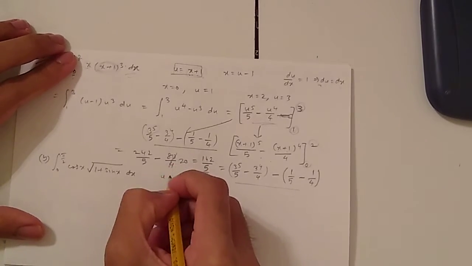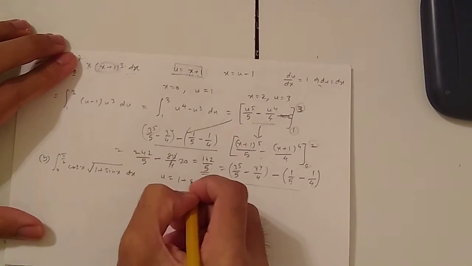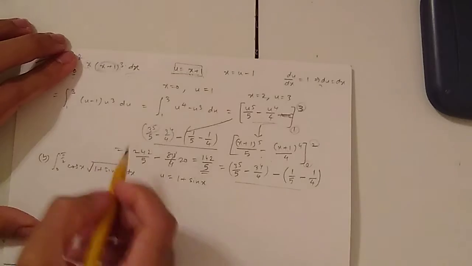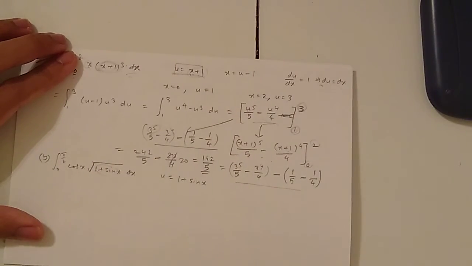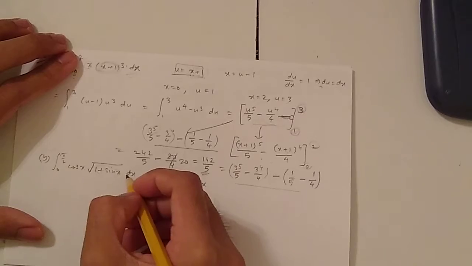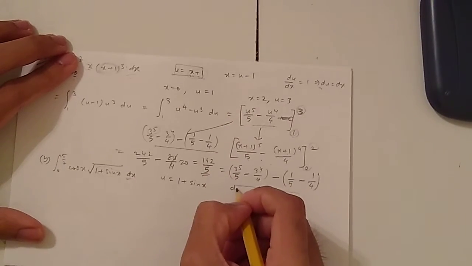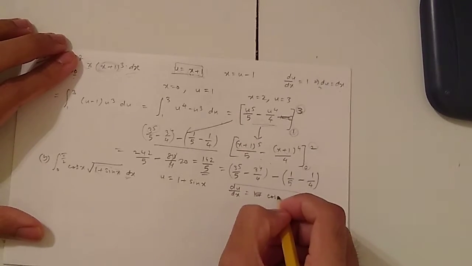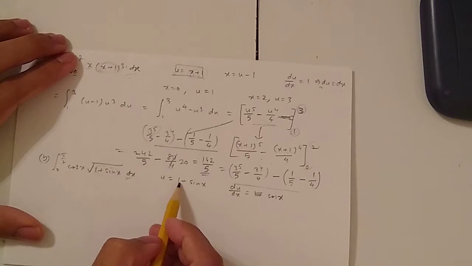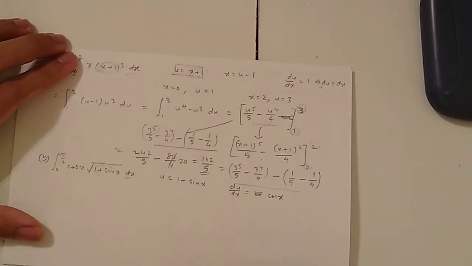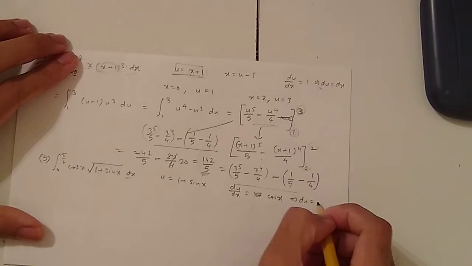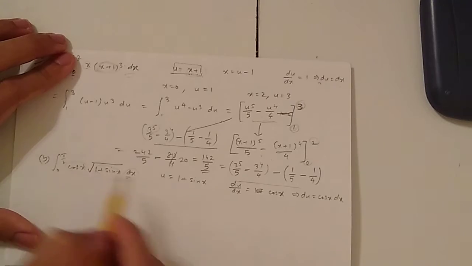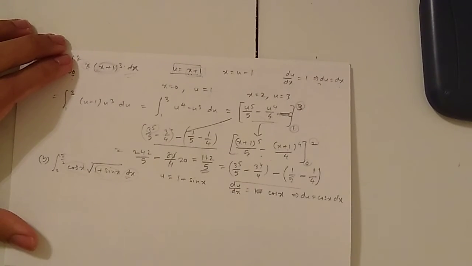Let's see, if we use u equals 1 plus sin x, what happens? In that case, 1 plus sin x gets replaced by u. What about dx? You can differentiate, you get du by dx is equal to 0 plus cos x. The derivative of 1 is 0, sin x becomes cos x, and therefore du is equal to cos x dx. In other words, cos x and dx together become du.